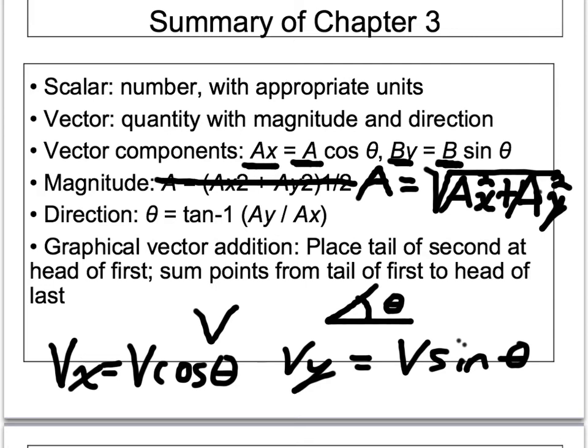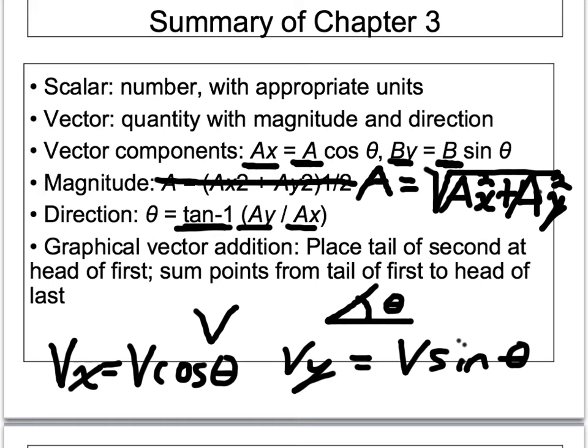And the direction of a vector is always the y component over the x component, the inverse tangent of those. Theta is inverse tangent of y over x. And that usually is your direction for a vector, just the angle it makes with the x-axis.